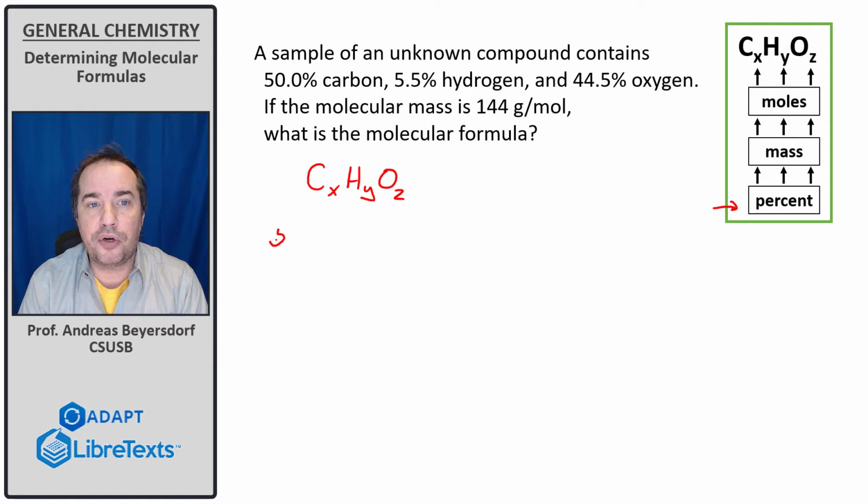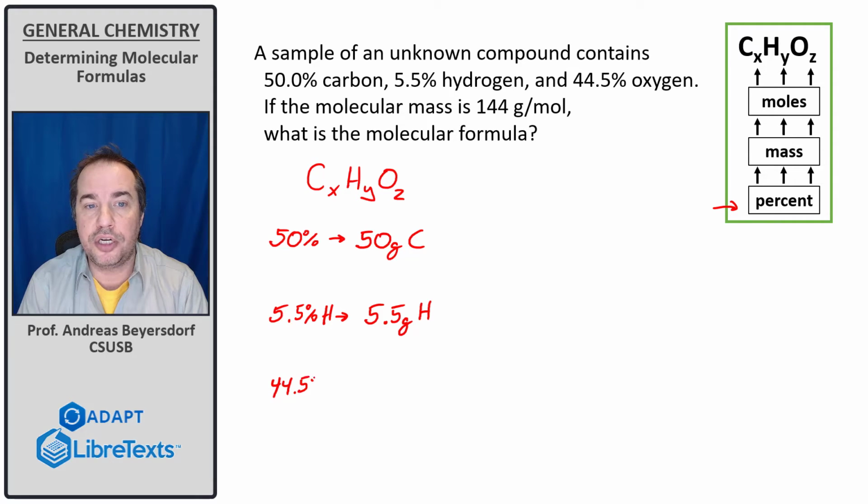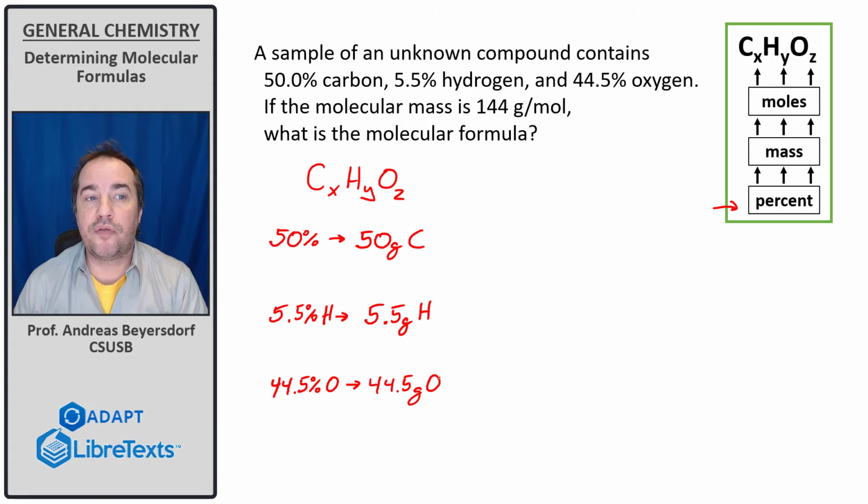So if we have 50% carbon, and let's say we had 100 grams, that would mean we would have 50 grams of that being carbon. Our 5.5% hydrogen would be 5.5 grams of hydrogen. And if we had 44.5% oxygen, well, then that would be 44.5 grams of oxygen. Once we have the masses, we can convert to moles.